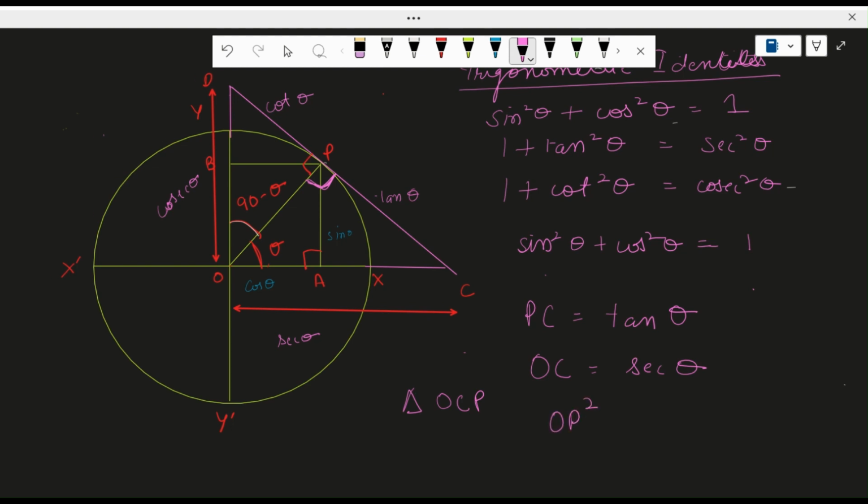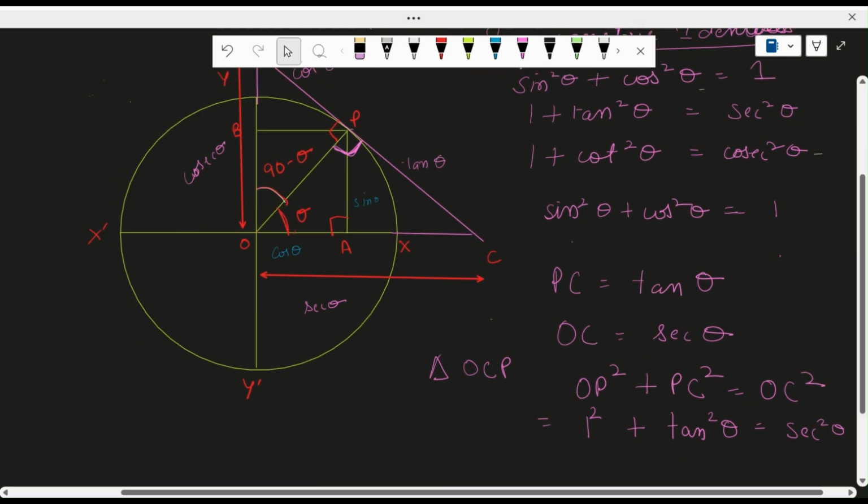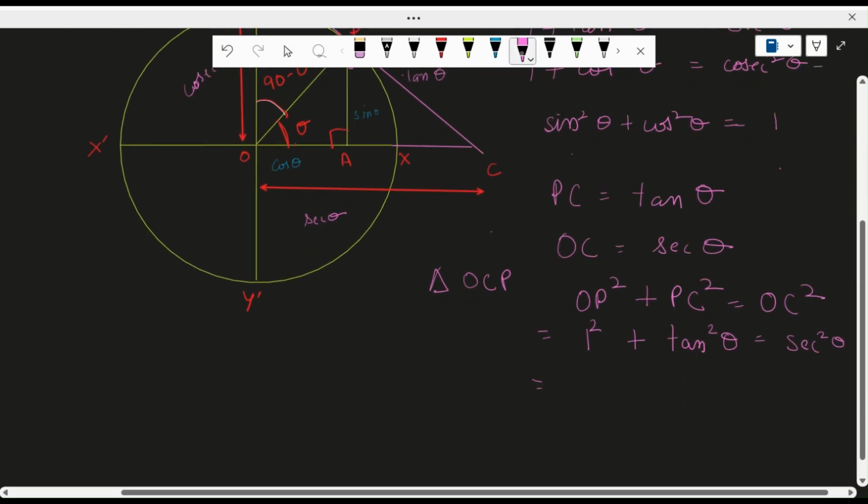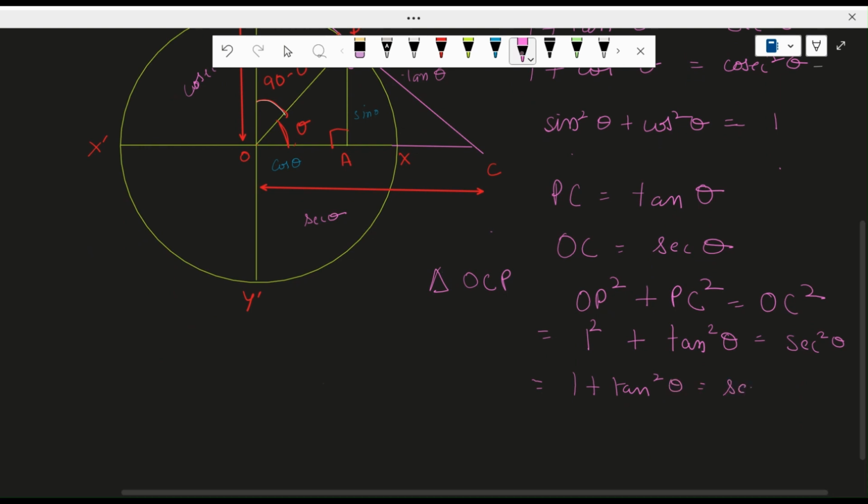OP square plus PC square is equal to OC square. So what is the value of OP? We can write here 1 square. PC is tan theta, so tan square theta, and OC is secant, so secant square theta. Therefore, what do we get? 1 plus tan square theta is equal to secant square theta.